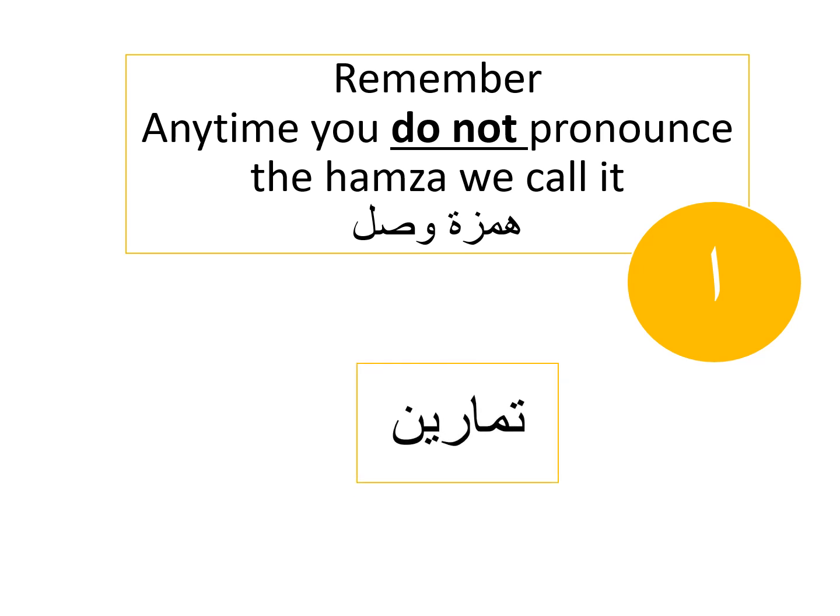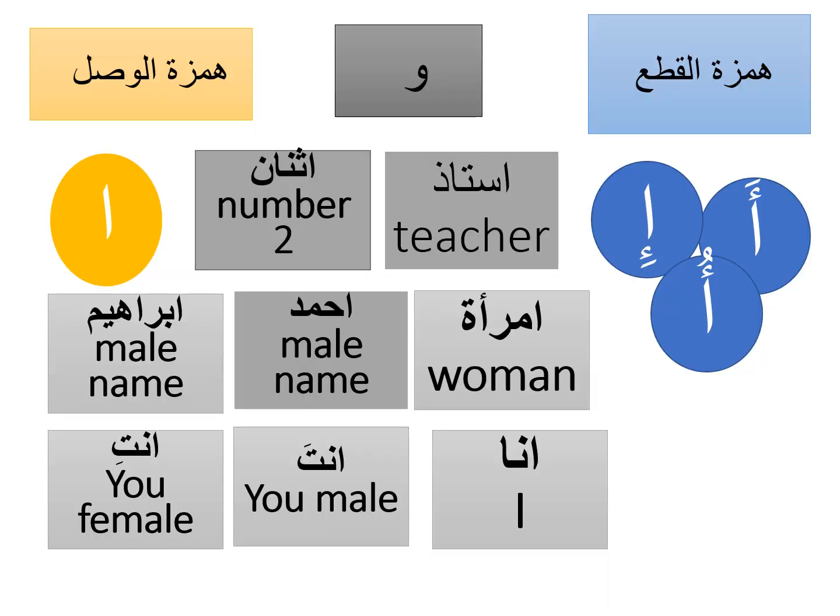Tamarin. Let's do some practicing. We have all these words, Hamzat al-Qati', Hamzat al-Wasl. What I want you to do, I want you to stop the video, read each one, add waw, and then decide if it's Hamzat Qati' or if it's Hamzat Wasl. Decide if you can pronounce it without Hamza, then don't add Hamza. Stop the video and do some practicing. Then after you finish, continue listening to the video.